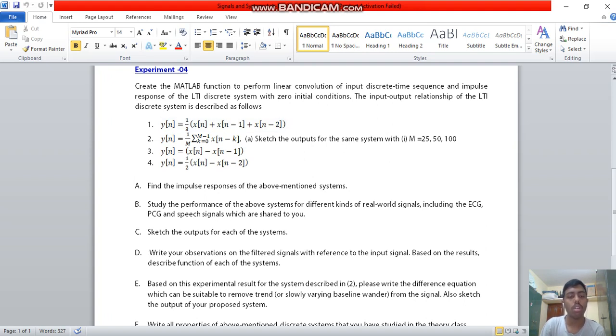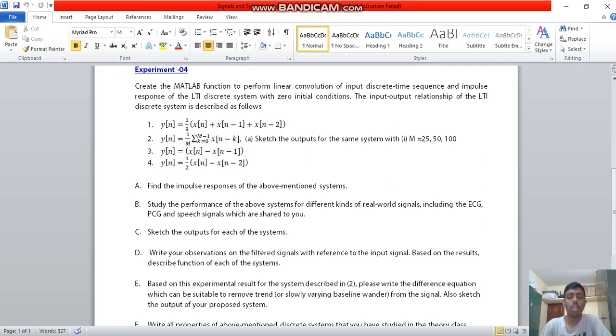And coming to the impulse response, what is impulse response? As everyone knows, the delta function is where the value of the function is 1 at 0 and the remaining values are 0. So when the input to the system is the delta function, the output is known as the impulse response. So for the first system, the impulse response is 1 by 3 of delta of n plus delta of n minus 1 plus delta of n minus 2 and so on.